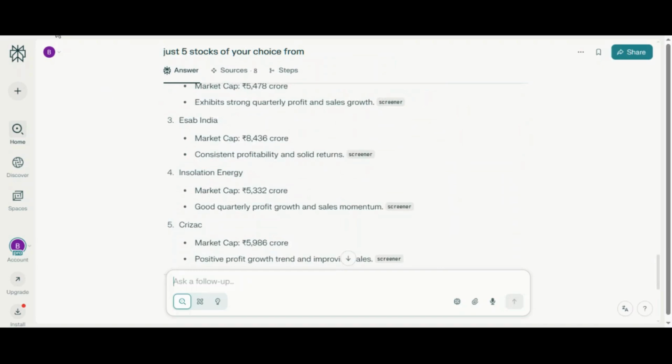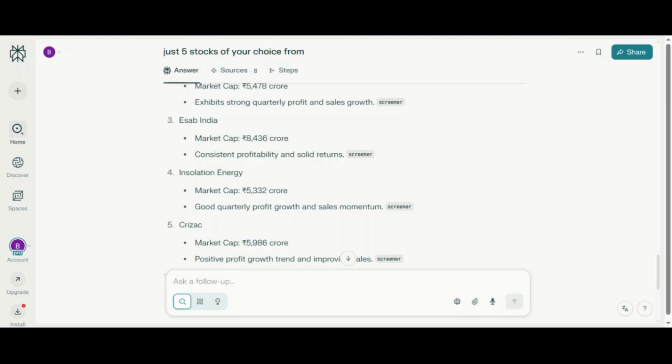Insolation Energy. Let's analyze Insolation Energy. Okay, this is also a liquid stock. Okay, growth is very good, but now it's at an average pace. But it came from 15 rupees to 450 rupees. How can you find this kind of stocks? I don't know. I mean, I know, we will cover it shortly.